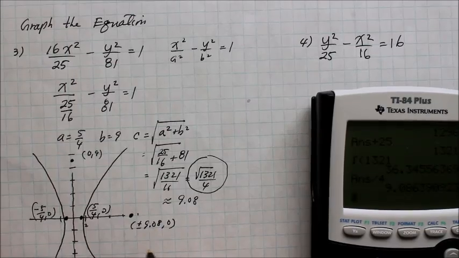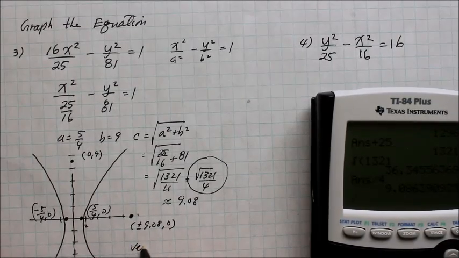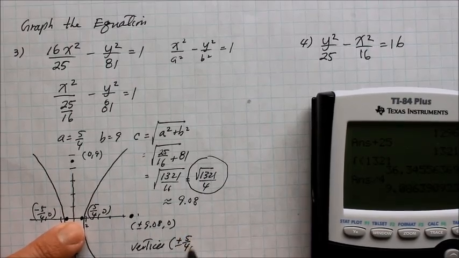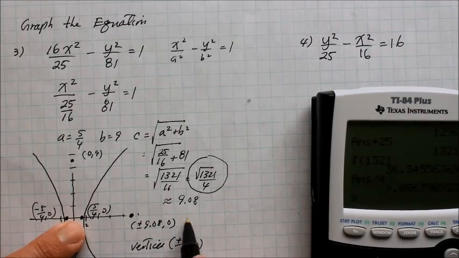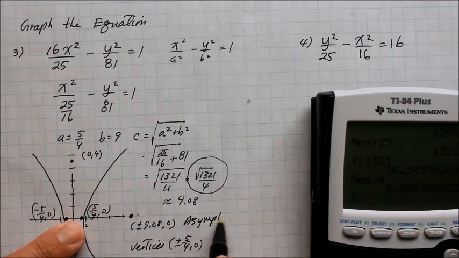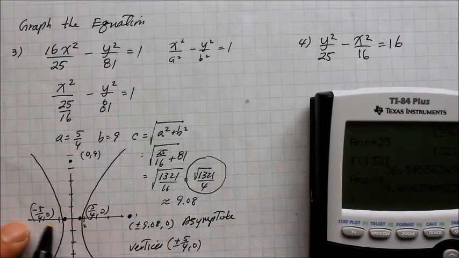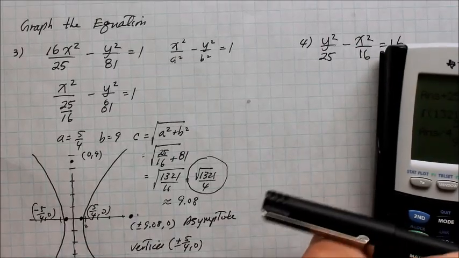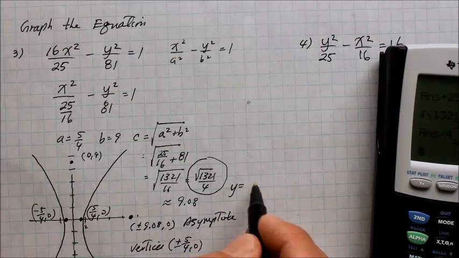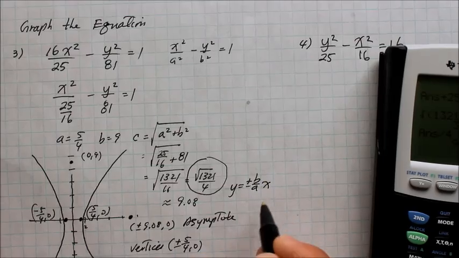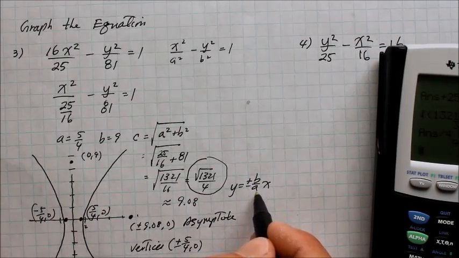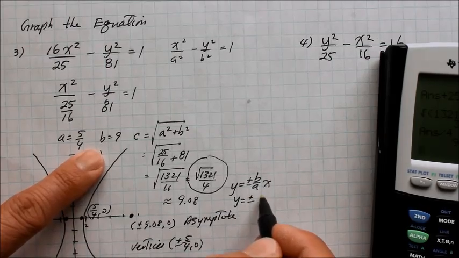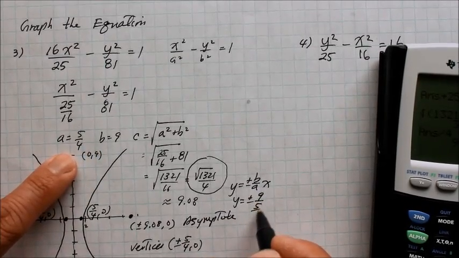So, my critical points. My vertices are the coordinates plus or minus 5 over 4 and 0. My asymptote, since we have a horizontal transverse axis, we will have to use the function y is equal to plus or minus b over a x. And plugging in the numbers for the variables, we get y is equal to plus or minus 9 over the quotient 5 over 4, x.